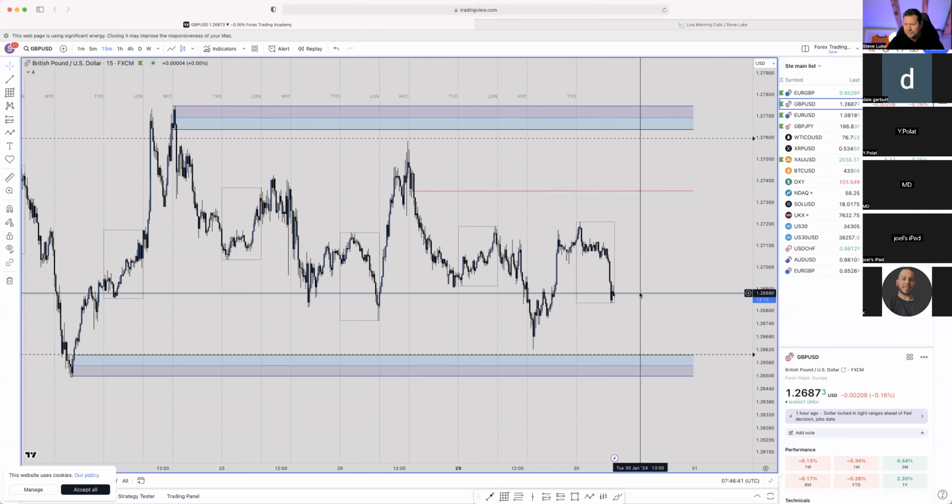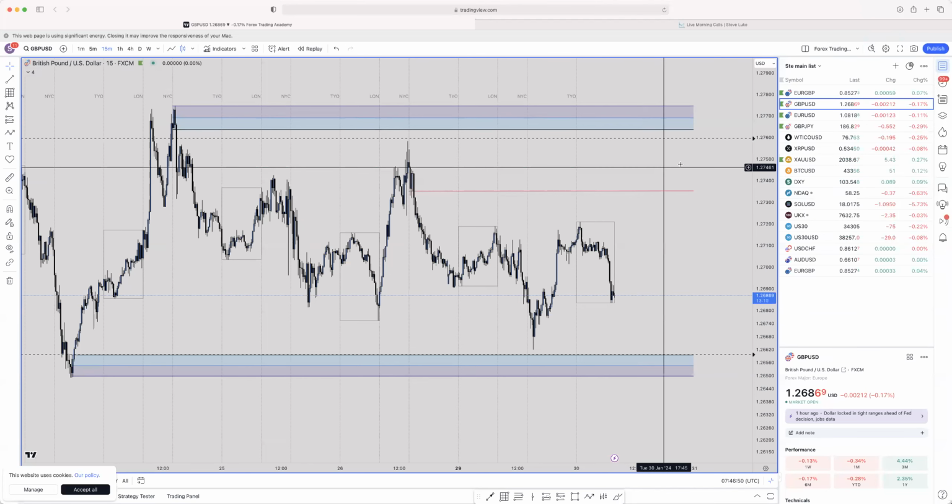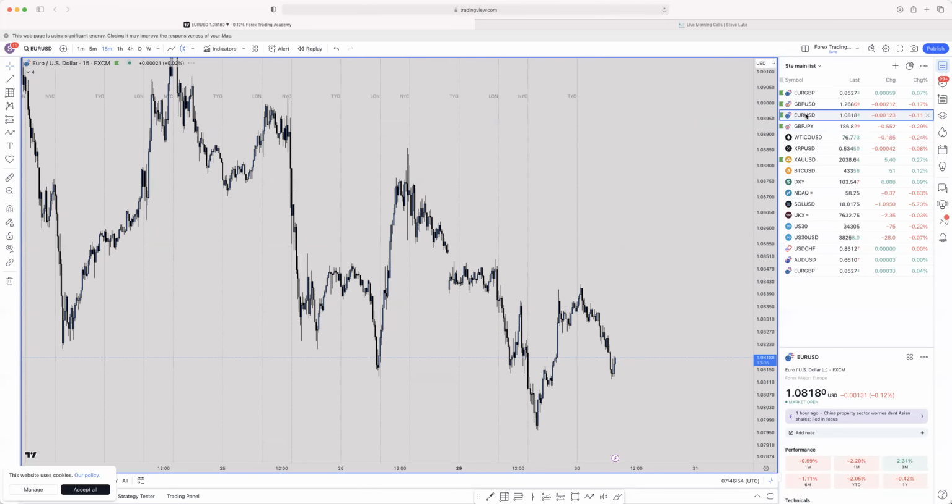So someone's put, how do I choose which pair to trade every day? Well, I'm about to show you. So that is one potential. Now, let's go over to EU, which is likely going to be pretty similar.